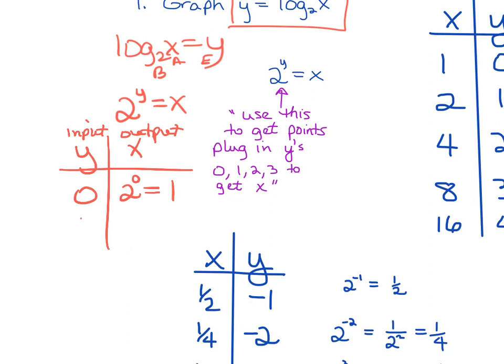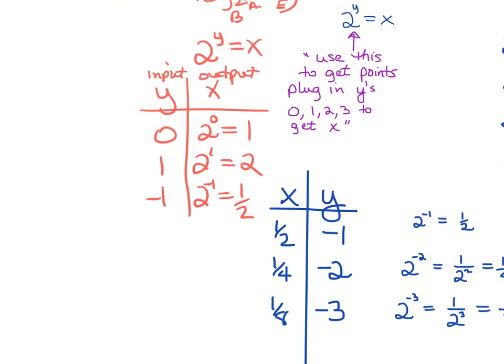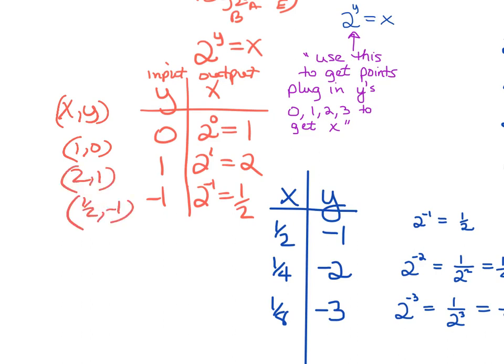So here, if I input 0 into this function, you get a 1. If I plug in a 1 for the exponent, I get 2. If I plug in a -1, I get 1/2. So then if you wanted to make these ordered pairs, remember an ordered pair is always x comma y, so then you have to flip it around. Everybody with me on that?